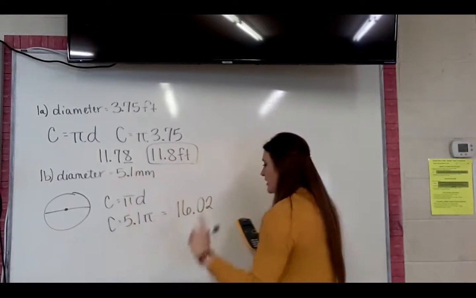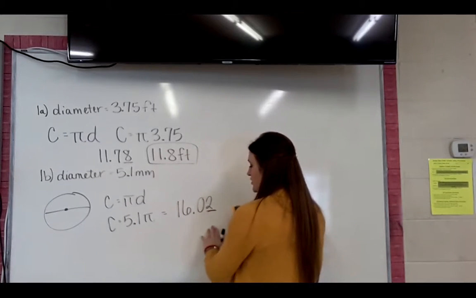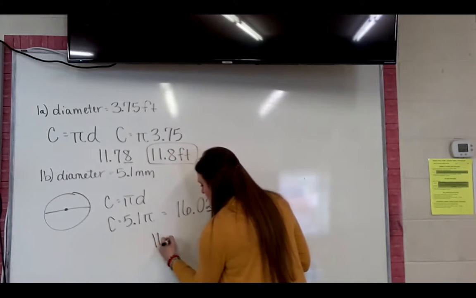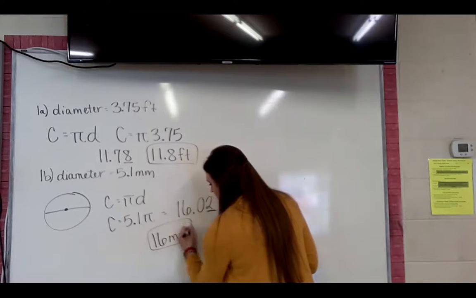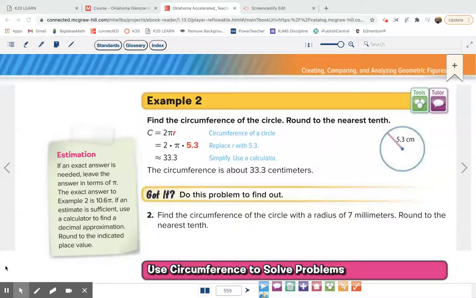16.02212253 and so on, but we only need to round to 1 behind the decimal place. 2 rounds down, so it just drops off. 16.0 is just 16, and it is in millimeters. So the circumference of that circle is 16. On example 2, we're still doing the same thing. Find the circumference of the circle, round to the nearest tenth. So this makes it super easy by plugging in our calculator.